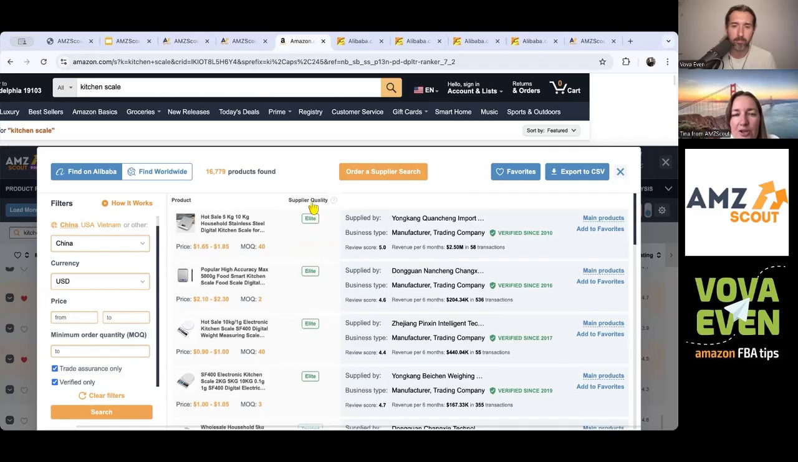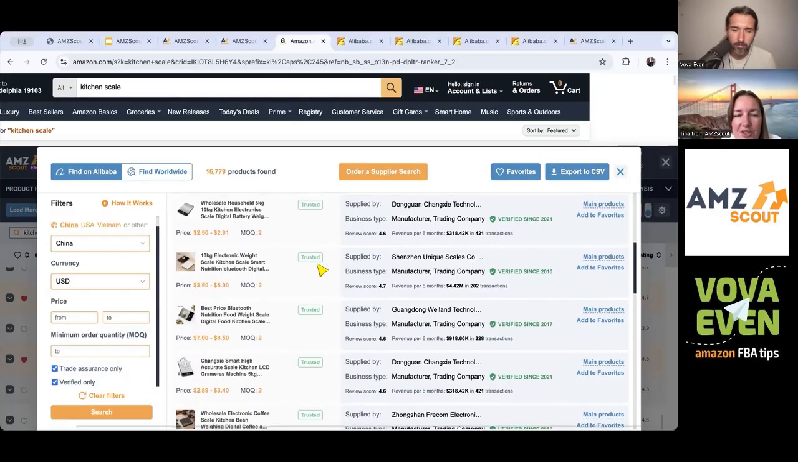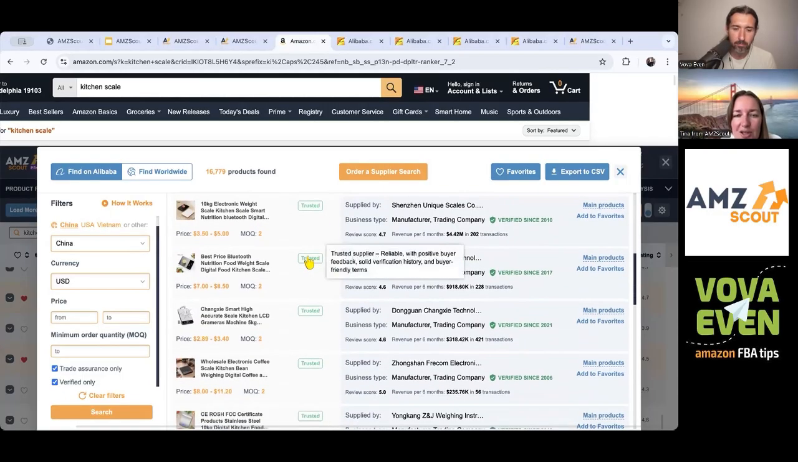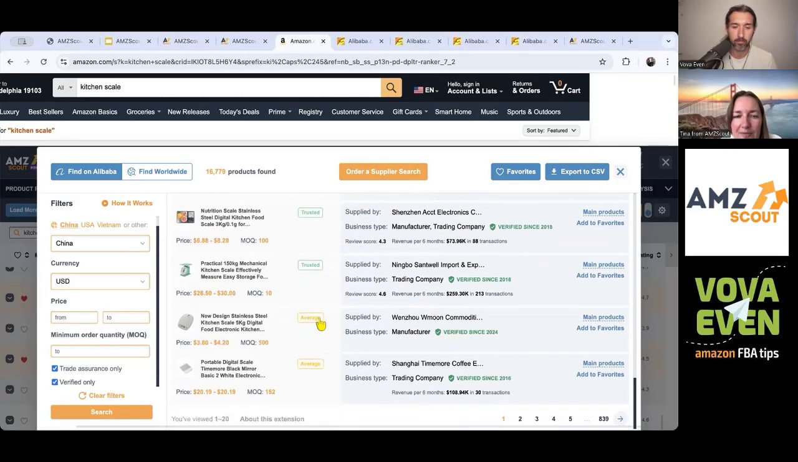And we've arranged the supply quality score, which can be elite. Let's see, trusted, which is a little bit lower. We have a tooltip for that. It's reliable, but it's probably lacking some, for example, it's more expensive or it hasn't been verified for so long. And we also have average and a low quality score. It doesn't appear on the results quite often, so I can show it.